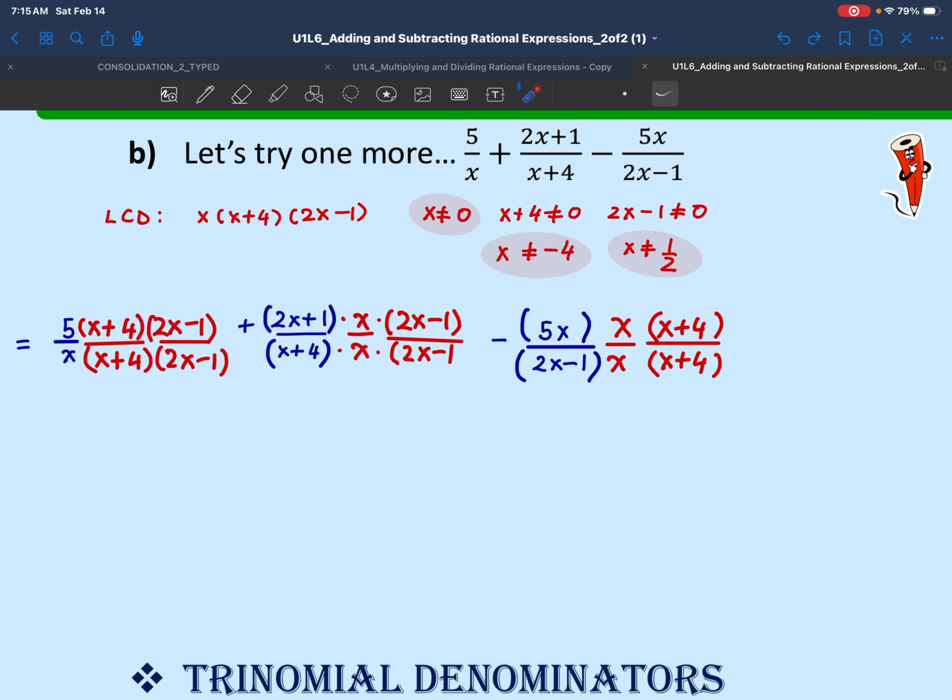So as you can see now, all our denominators seem to be the same, and what we're going to do is start simplifying these numerators. Now when you simplify these numerators, notice here we have two binomials and a monomial. So it's multiplication of three things.